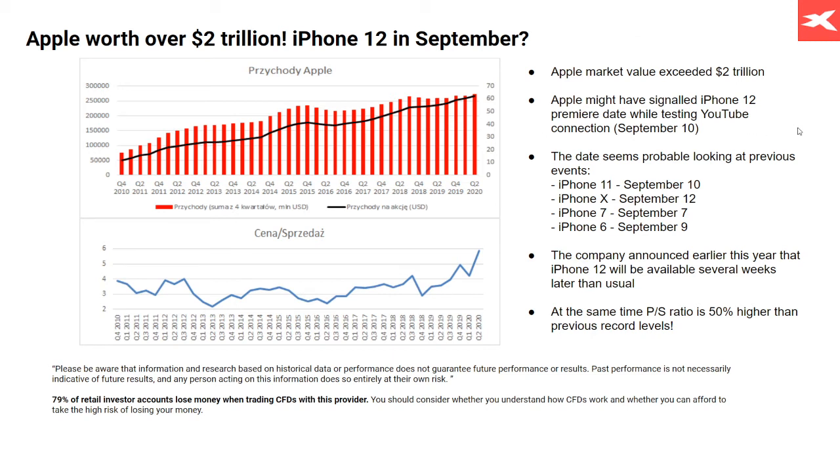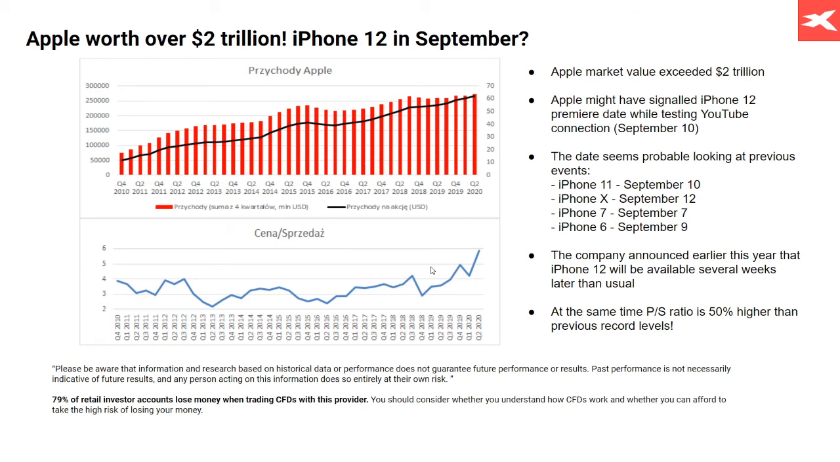And Apple might have signaled iPhone 12 premiere date while testing YouTube connection. So it could be potentially on September 10th. This date seems probable looking at previous events because the iPhone 11 was announced on September 10th, iPhone 10 September 12, iPhone 7 September 7, and iPhone 6 September 9. The company announced earlier this year that iPhone 12 will be available several weeks later than usual. This is probably due to some sort of supply issues or corona-related issue. At the same time, the price to sales ratio is 50% higher than previous record levels.